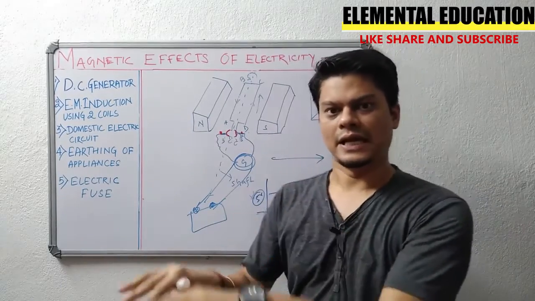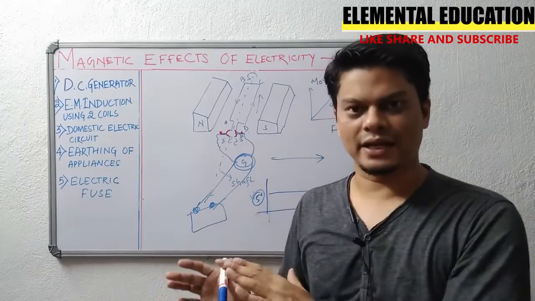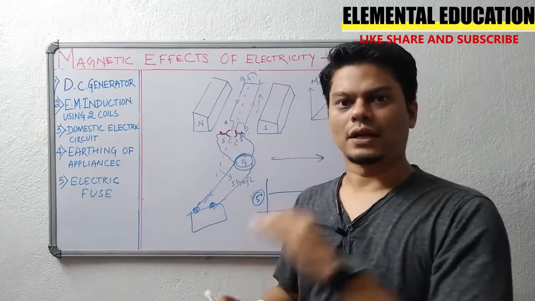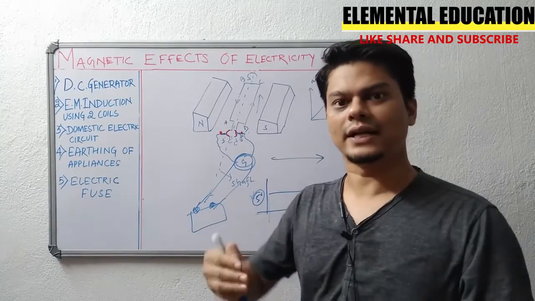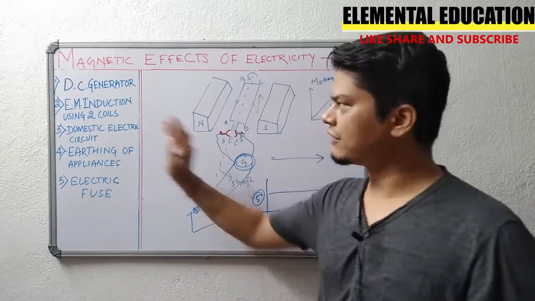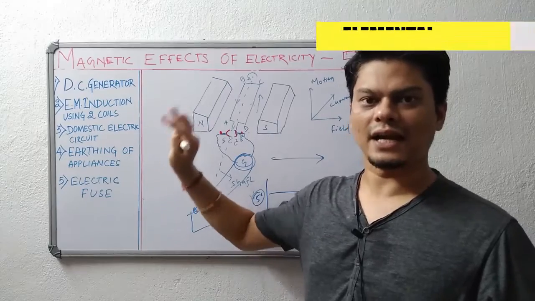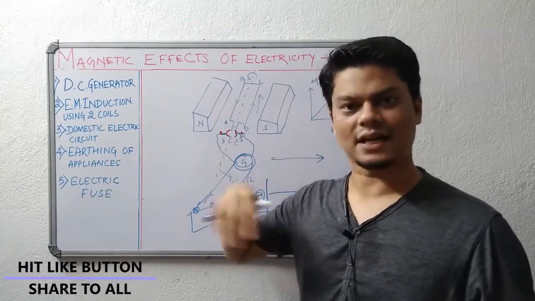Here we are giving electrical energy to get mechanical energy in a DC motor, but in a DC generator we are giving mechanical energy to get electrical energy. That is the only difference between a DC generator and a DC motor, and likewise between an AC generator and an AC motor.